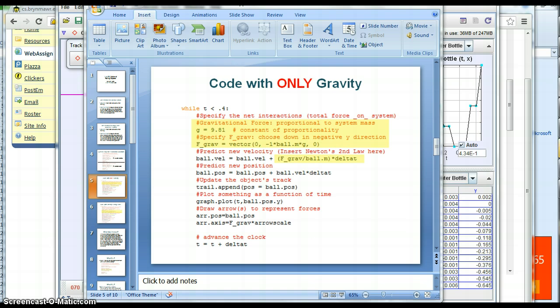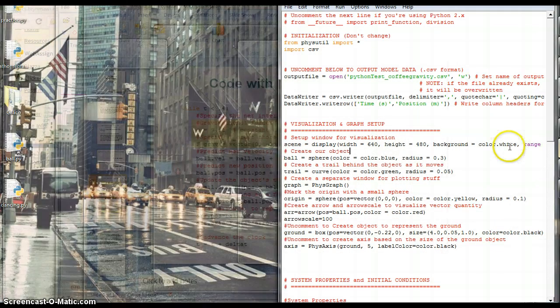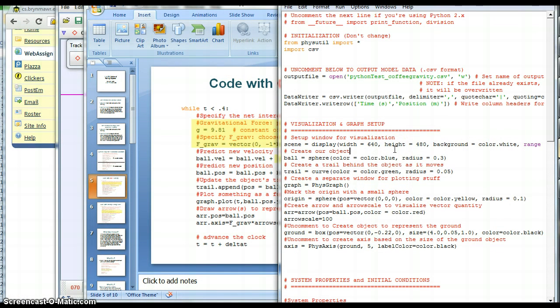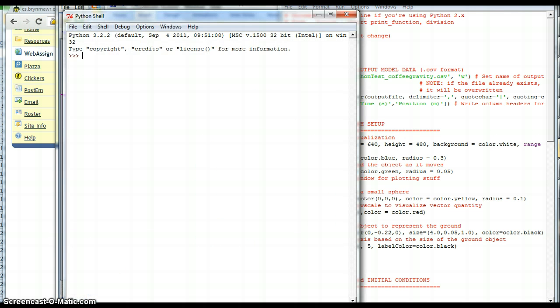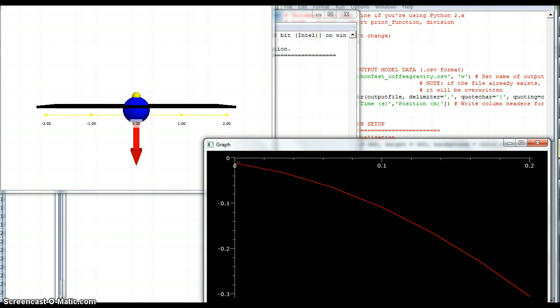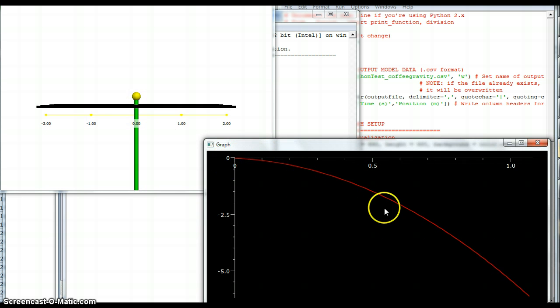And I'm just going to run that program for you guys really quick so you know what it looks like. So it's taking a second to start up. So there you go, there's the plot, the data points for that.